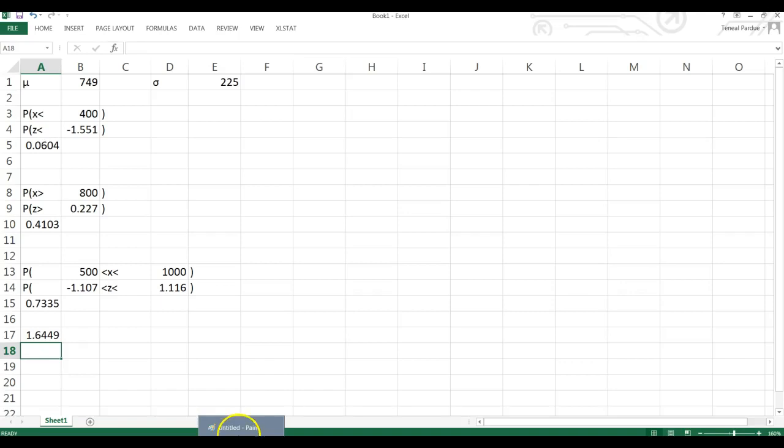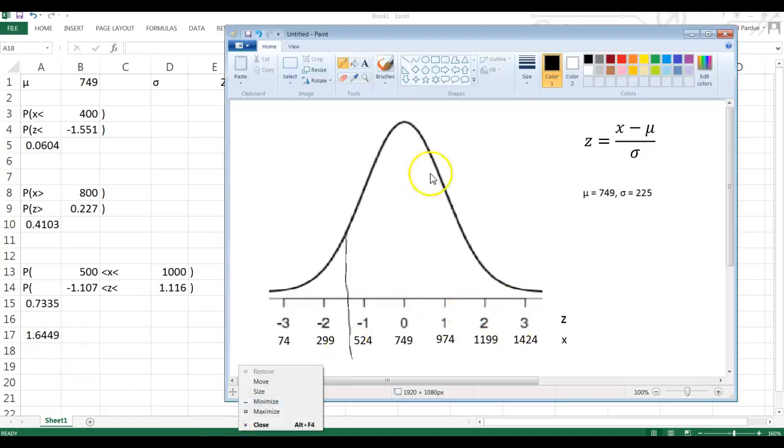So 1.6449. So we know that that value is right about here. So 1.6449. And we're looking for this area here over to the right. And we know this area is 0.05. I'm trying to draw with my mouse, which is a little awkward, but so that area is 0.05. We know that the value for z is 1.6449.